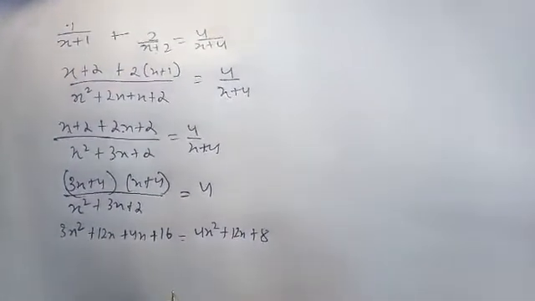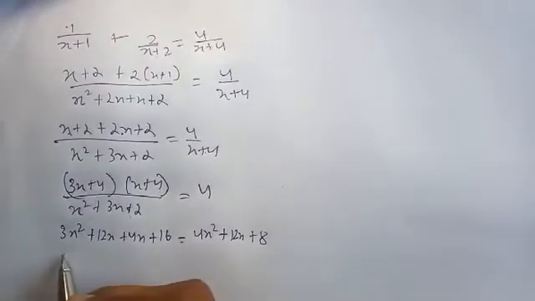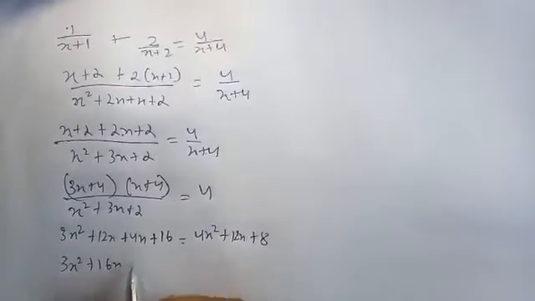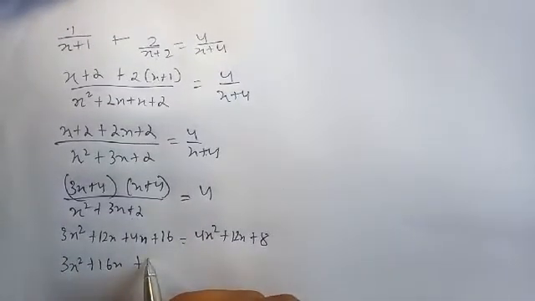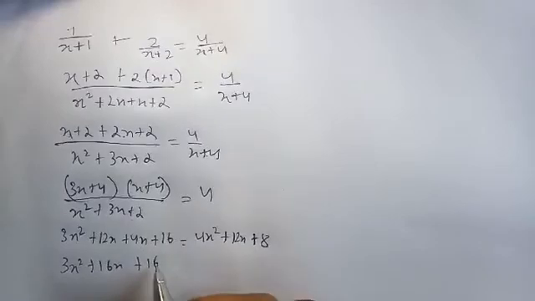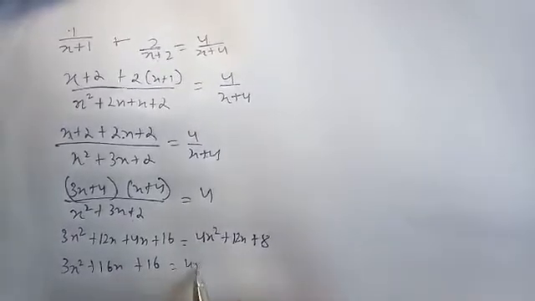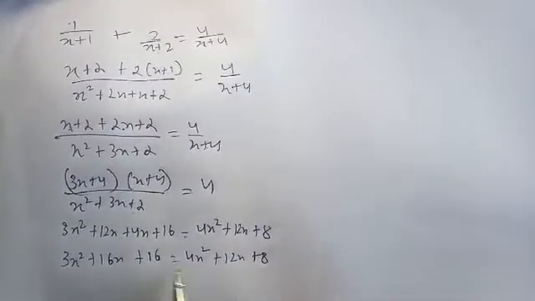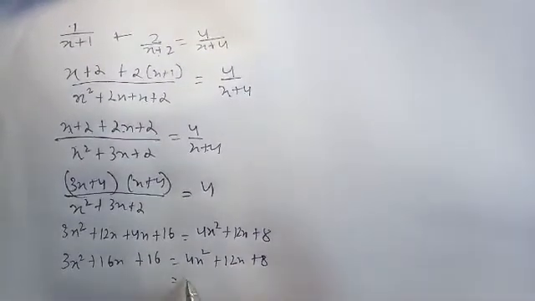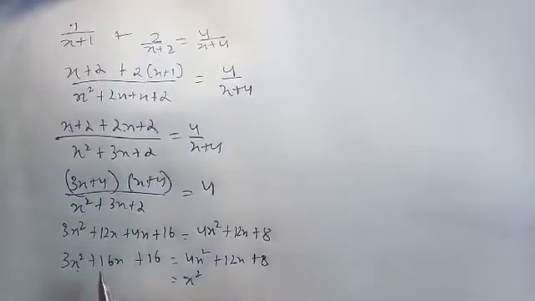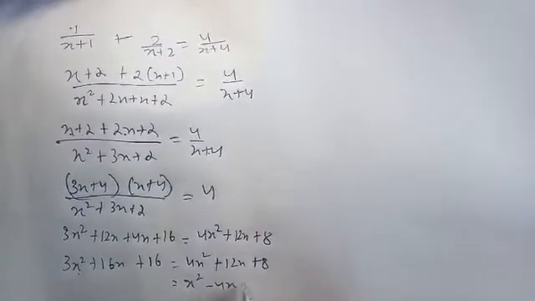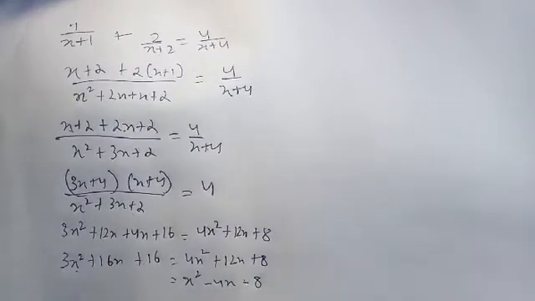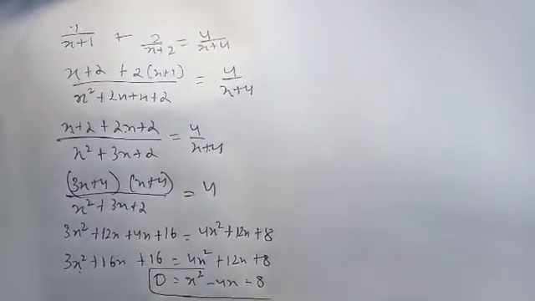Then I'm going to put the like terms all together. That is going to be 3x square plus 16x plus 16 equals 4x square plus 12x plus 8. Shifting everything on one side, this is going to become x square, this is going to become minus 4x, and this is going to become minus 8, equals 0. Now this becomes a quadratic equation.